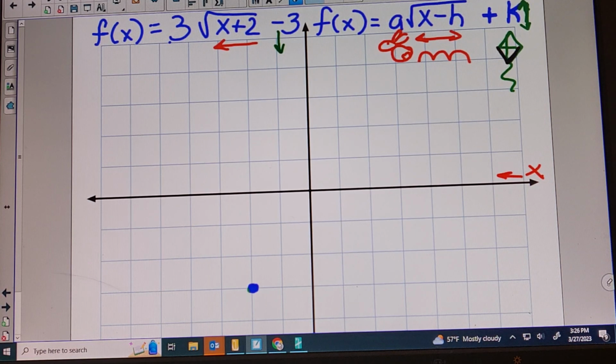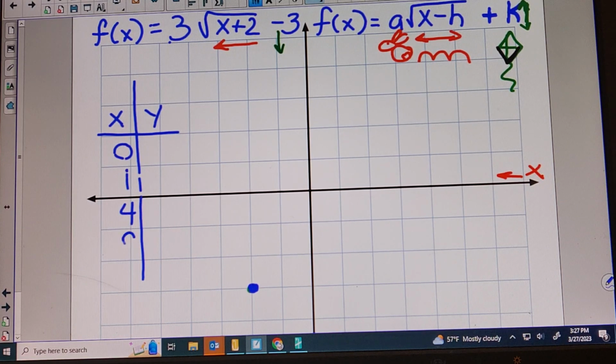So now I have 3 out in front. I have taught you that I have a parent graph for my square root. My parent graph looks like this: x 0, 1, 4, and 9. I picked values that I know I can take the square root of. So the square root of 0 is 0, 1 is 1, the square root of 4 is 2, and the square root of 9 is 3.